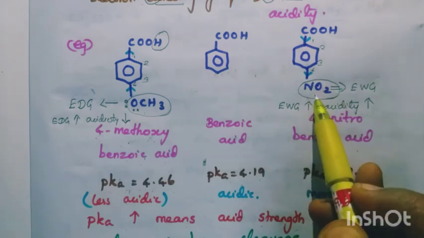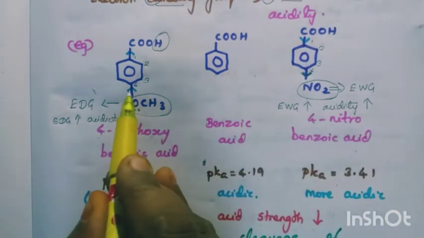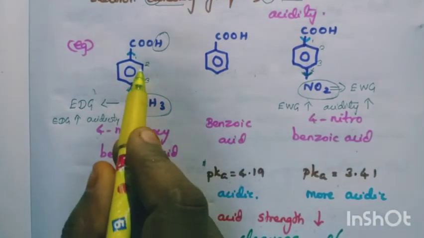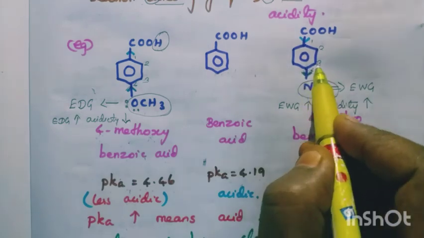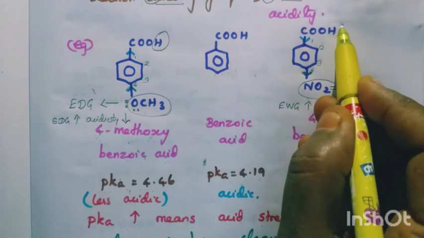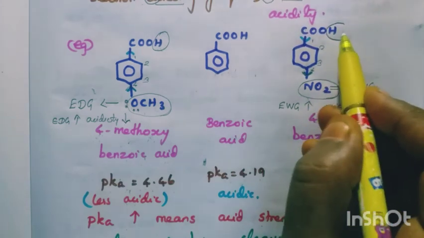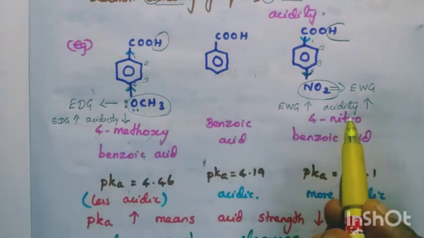That means it has a tendency to accept the electron. Accepting the electron is shown by this arrow. Donated means this arrow. Here it accepts, so it becomes deficient. This accepts from the next carbon, next carbon, next carbon. This accepts the electron from hydrogen and the H plus goes out. So its acid strength increases.